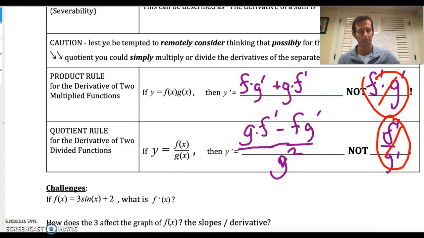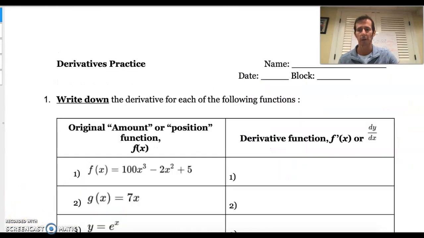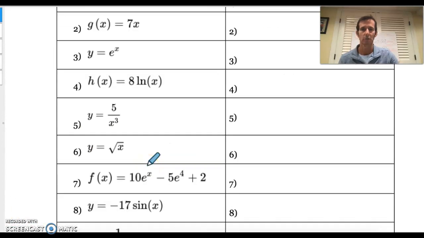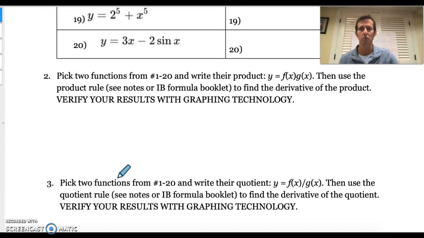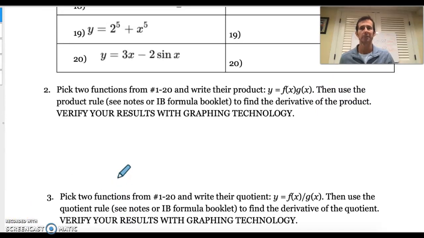But keeping in mind that this g prime here, this f prime, are just the regular derivative rules we already know for whatever function this is for each of these. So first you should be able to answer all these challenges down here now in terms of what the slopes are. But I'm going to take you to this, which was your homework, and on the bottom of that, it asks you to pick two functions from the 20 above and multiply them together and use the product rule. Do the same thing with the quotient.